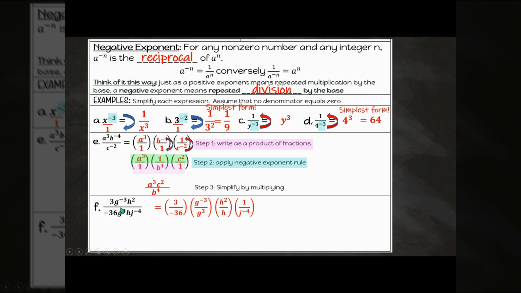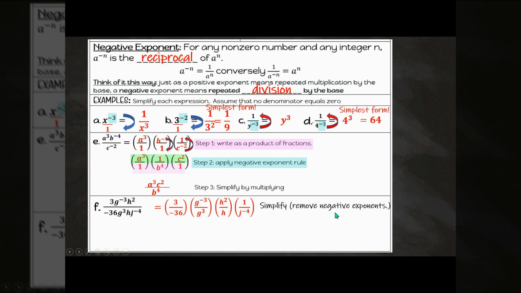Okay, I did the same thing with example F. I split all of them. I have 3 over negative 36, so I put my coefficients together. g to the negative 3 over g to the power of 3. I put my g's together. h to the power of 2 over h. And then I didn't have a j in my numerator, so 1 over j to the negative 4.